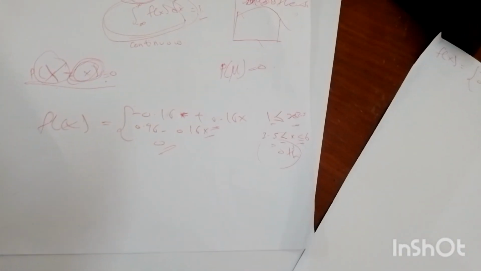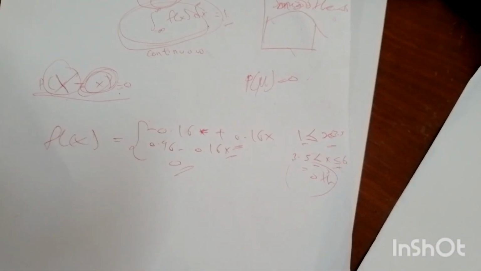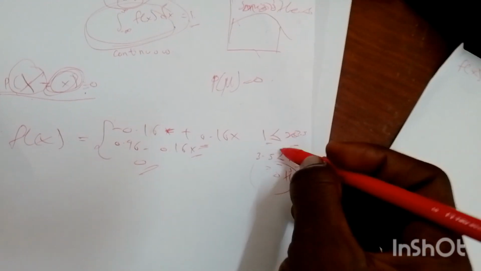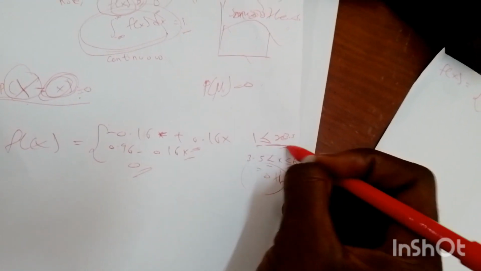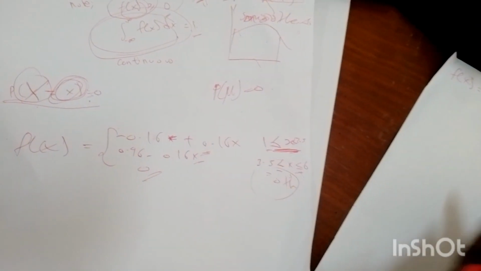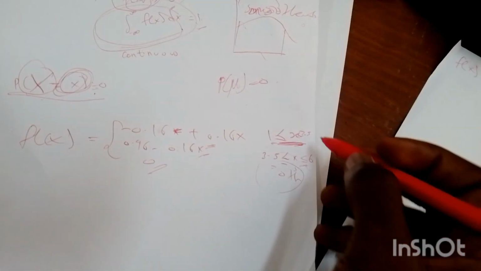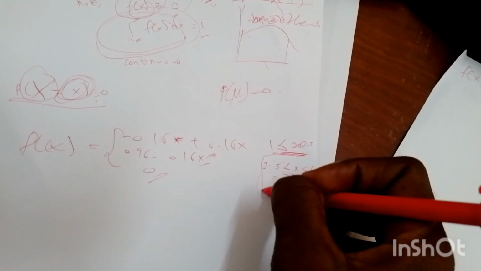What if they want you to find the probability that the battery lives for more than 3 years? That means part of that 3 years enters into this first function here, and part of the rest remains in the second.